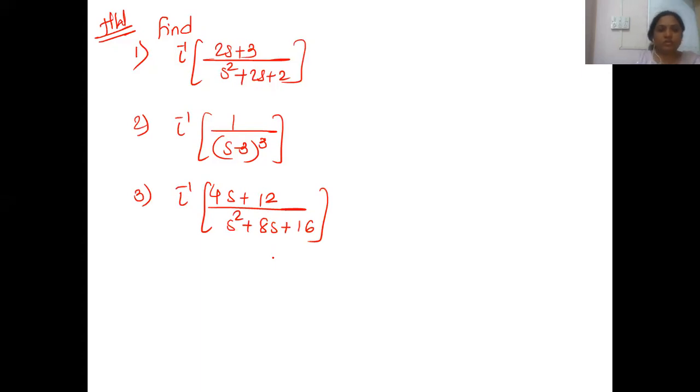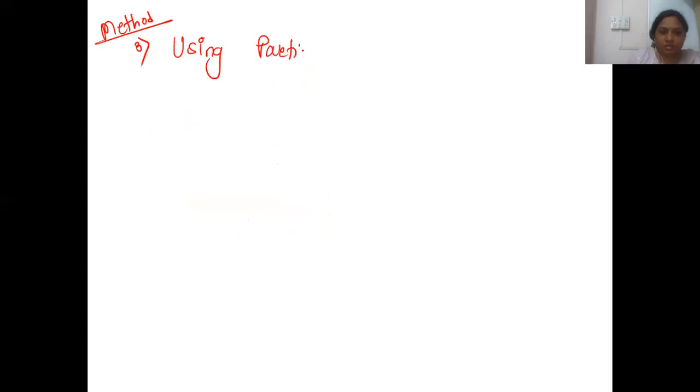So let's go to the next method, method number 3 of inverse Laplace transform. Method 3. The method is using partial fractions. Do you know partial fractions? Yes. We have seen this also, I guess, before. Right. Somewhere we have seen partial fractions. So do you remember partial fractions?